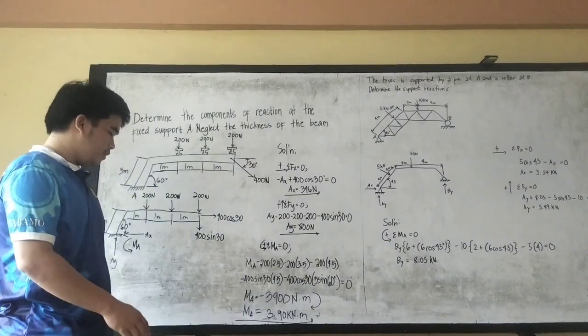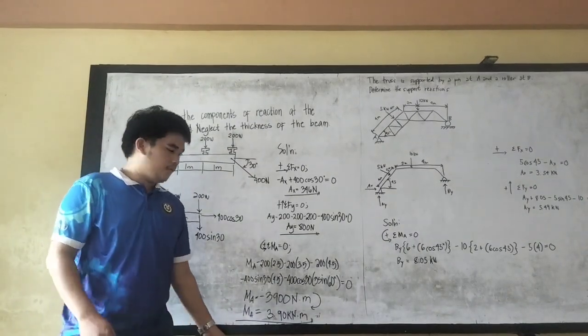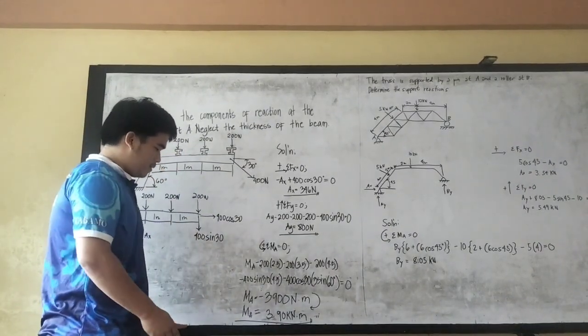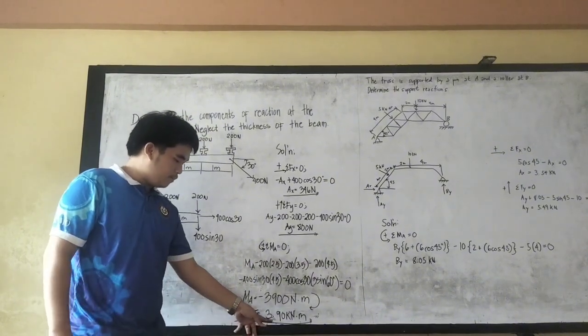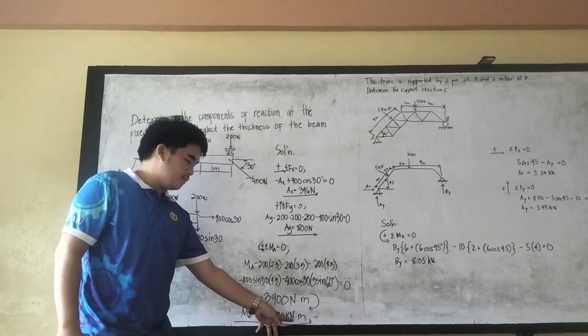So we're going to divide it by 1,000. So we have 3.90 kilonewton meter.